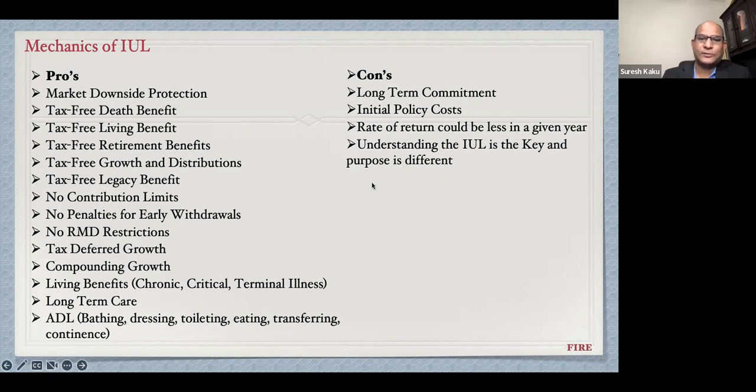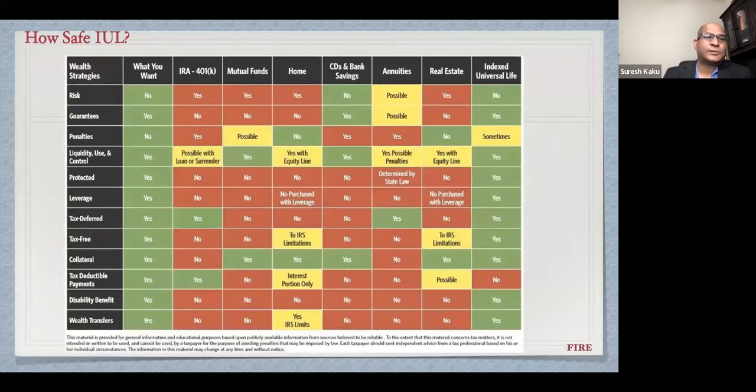It's very hard to run the illustrations in the webinar. So if anybody has questions, we both are here to help run the illustrations and so on. So many people ask how safe is the IUL. In the wealth strategy, these are all key factors: risk, guarantees, penalties, liquidity, protection, leverage, tax deferred, tax-free, collateral, tax, and so on.